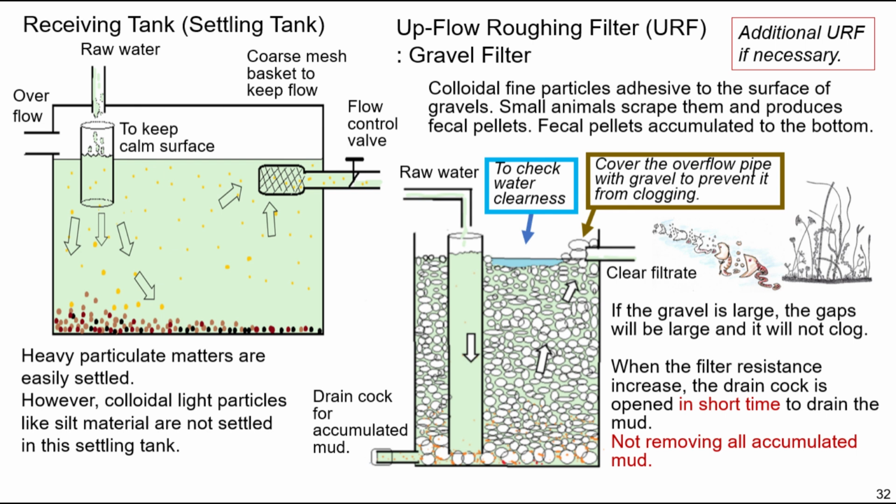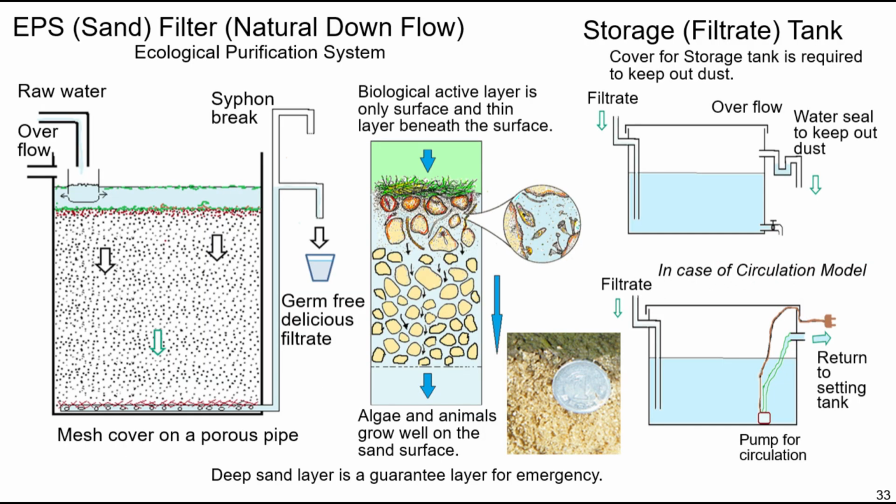Add an additional URF if necessary. Then the EPS filter, a sand filter. There is natural downflow. The biologically active layer is only the surface and a thin layer beneath the surface. Algae and animals grow well on the sand surface. And the deep sand layer is a guarantee layer for emergencies.